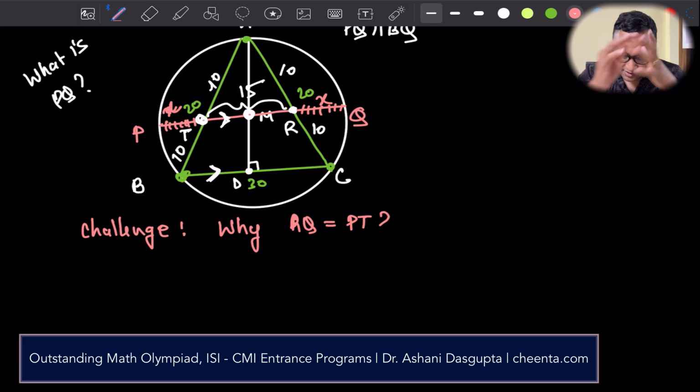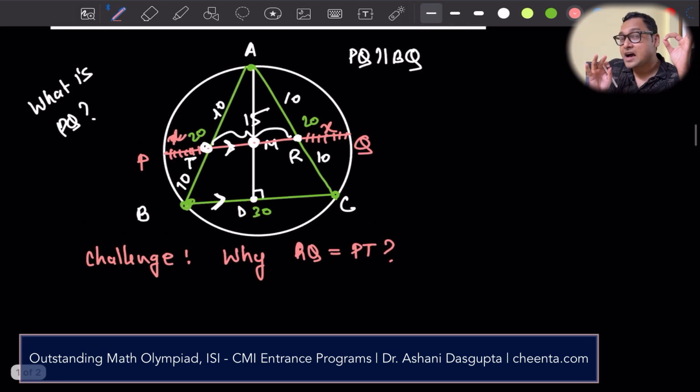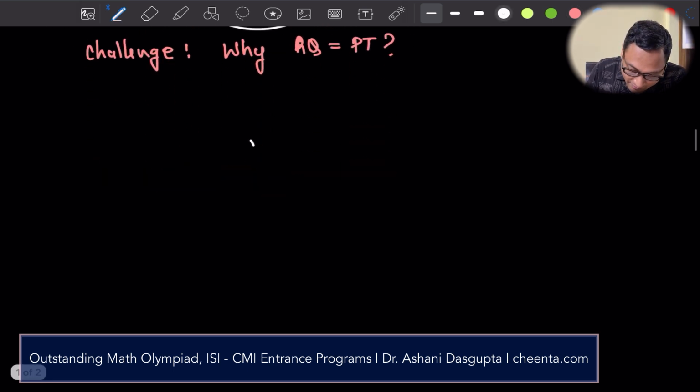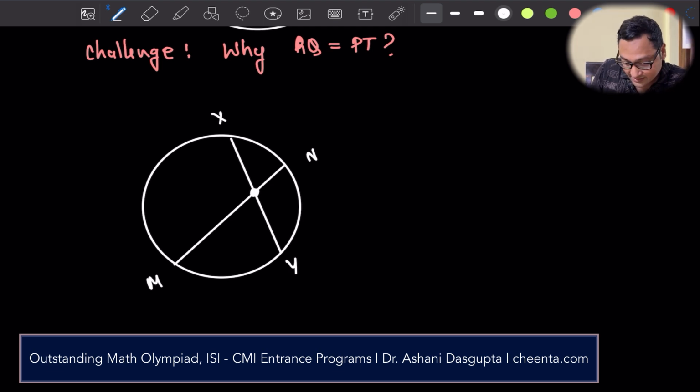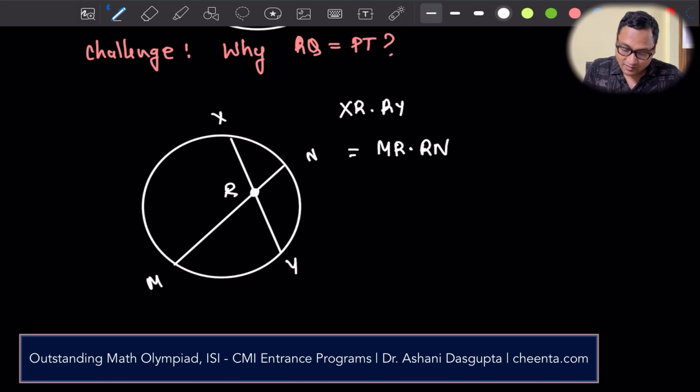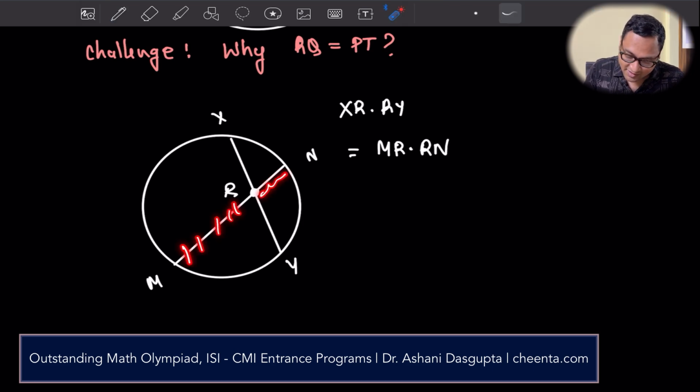Now that we have this, we can use the power of a point technique. It's a very beautiful theorem. I remind you what it means. If you have two chords, let's say MN and XY, and they pass through a point, let's say R, then XR times RY is equal to MR times RN. So this times this is equal to this times this. It's a very important theorem in geometry, and we are going to directly use it here.